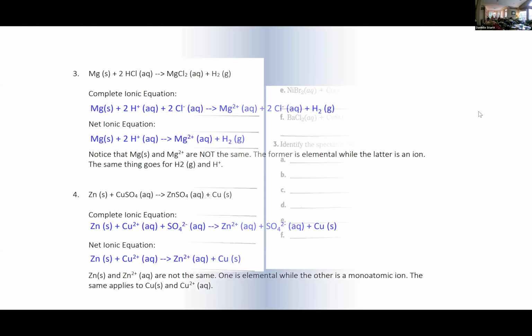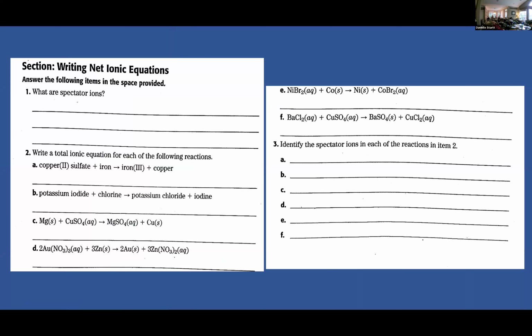Right on. Okay, let's look at our answers from our binder work. So can someone tell me what are spectator ions? How do you define them? Caitlin? They are the ions in a reaction that don't interact. Yes. They're the ions that don't do any chemistry. They remain in the solution while the reaction's taking place, but they don't take part in the reaction, right?